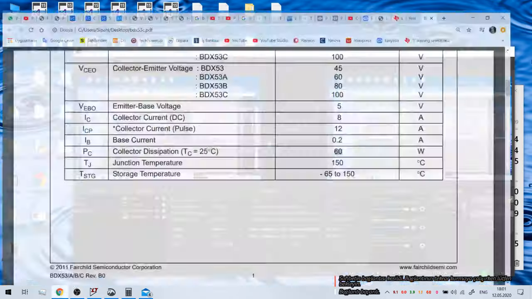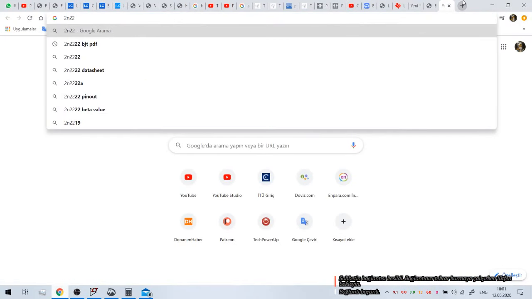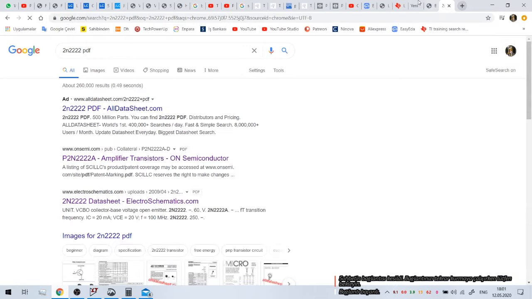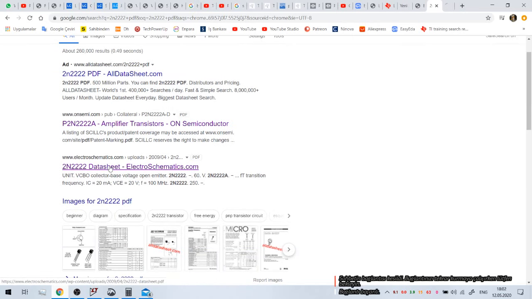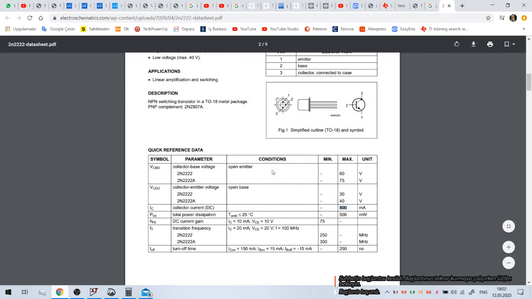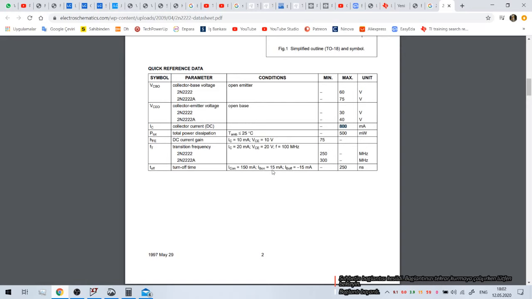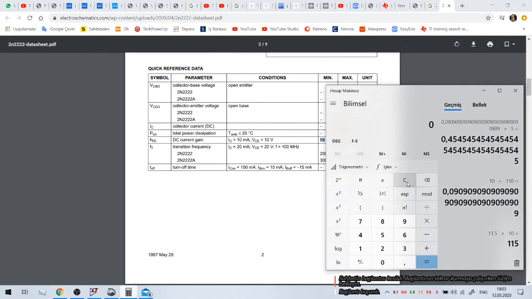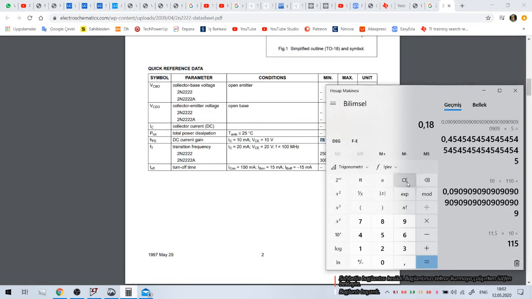Yes, I also have a lot of 2N2222 transistors. I want to take a look. What's the current rating? You can see the current rating is 800 milliamp. It is greater than we need, and DC current gain is 75, also nice for us. We need 0.18 amp, but give some margin.